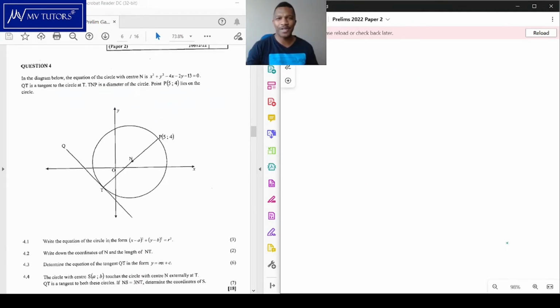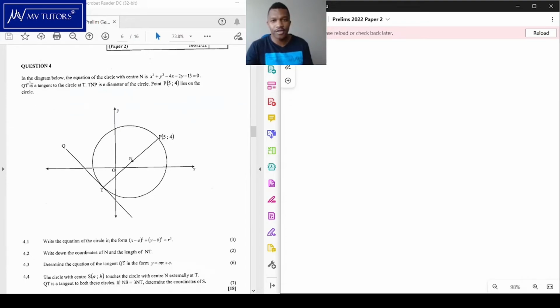My name is Figa Manana, and we are still doing paper number 2 of the prelims of this year, 2022. These are the Gauteng prelims for mathematics. Okay, question number 4. Here we go. Let's get into it right now.